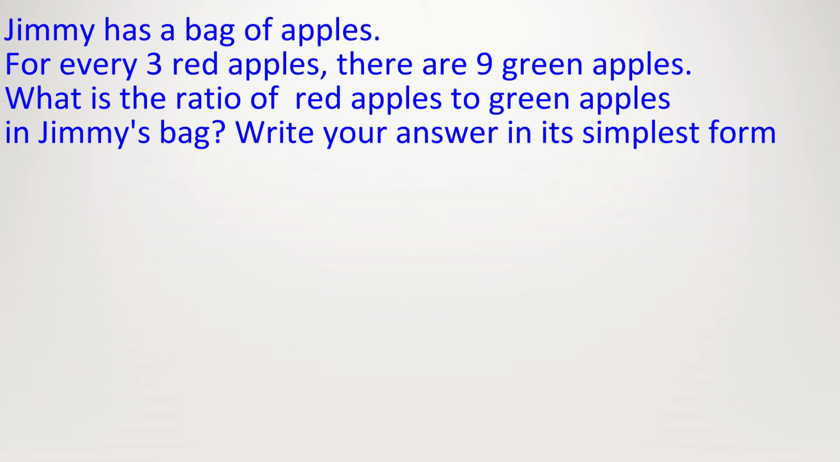Jimmy has a bag of apples. For every 3 red apples, there are 9 green apples. What is the ratio of red apples to green apples in Jimmy's bag? Write your answer in its simplest form. First thing to do is to write down the actual number of red to green apples. So let's have red, green, then 3, 9. Both numbers are in the 3 times table. Because of that, we can divide by 3. So then the simplest form becomes 1:3.